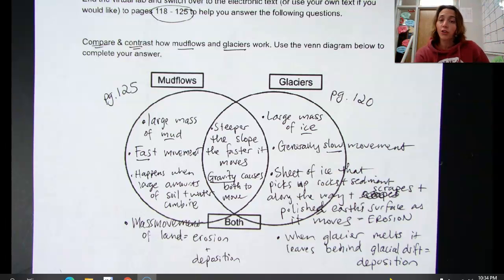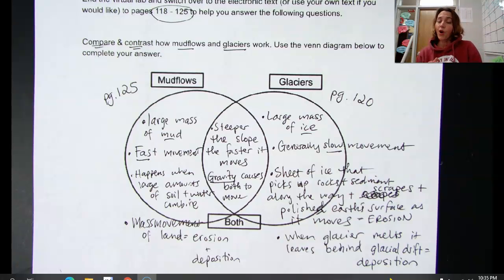Glaciers are large masses of ice, and they're generally not fast. They're slow. So mud flows fast. Generally, ice is slow. So these massive sheets of ice, they are also doing erosion and deposition. They are picking up rocks and sediment, but they're scraping the ground and polishing the land as they move over the land. Glacial grooves, glacial striations, all that good stuff that we've talked about previously.